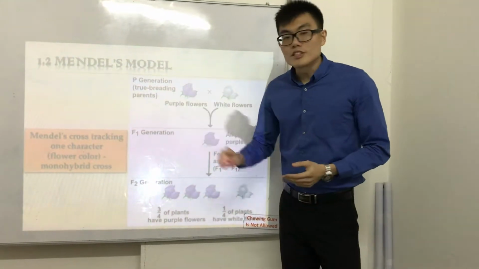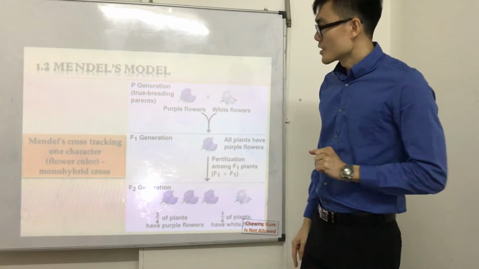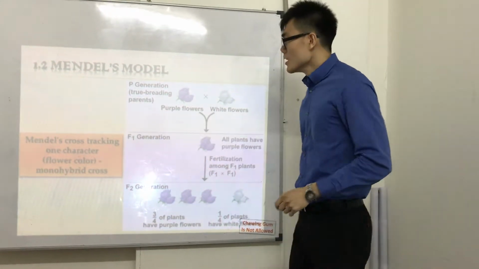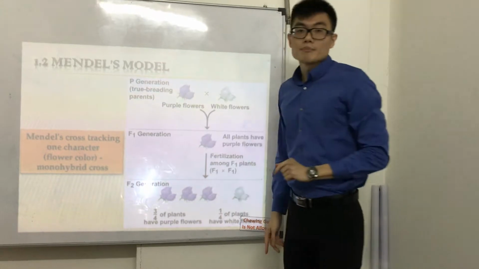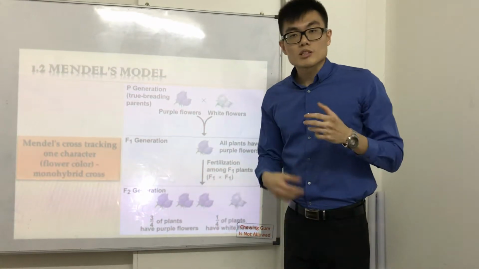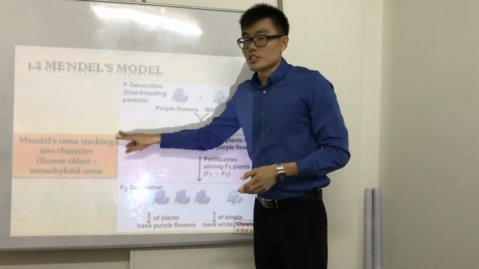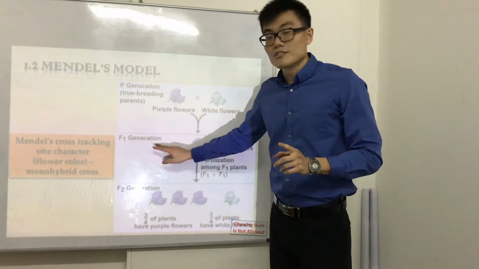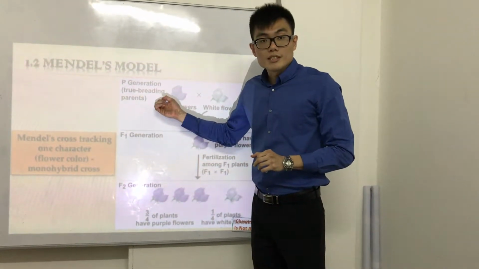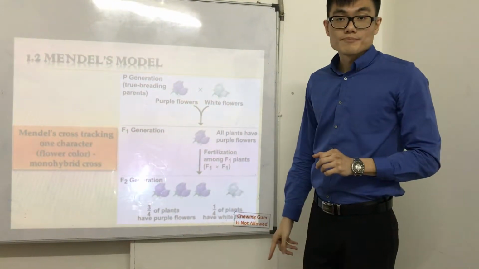So Mendel started with the monohybrid cross, which means he only looked at one character. In this case, we will use the color of the flower as an example. P generation means parental generation. It is the first generation in the Mendel cross. F1 generation is the first filial generation. This is the result when you crossbreed the P generation. And when we crossbreed the F1 generation, we will produce the F2 generation.